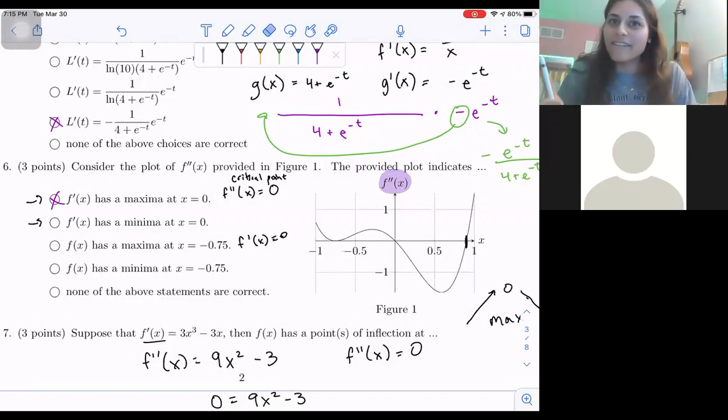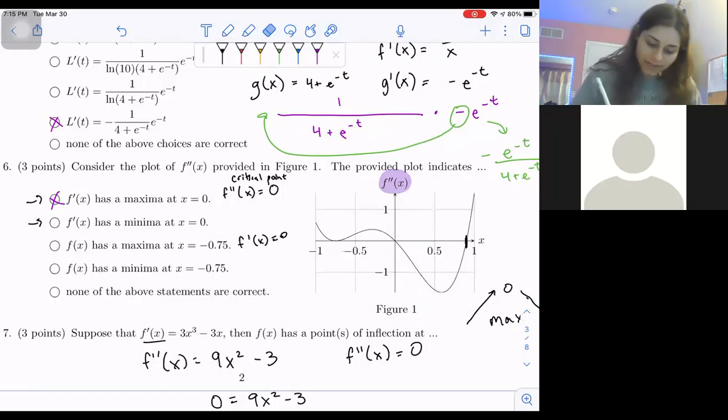Would that also be considered a point if it was an option? Yes, because this would be negative and this would be positive, so yes, a minimum. Okay, because I was just confused on that. Yep. Spot on.